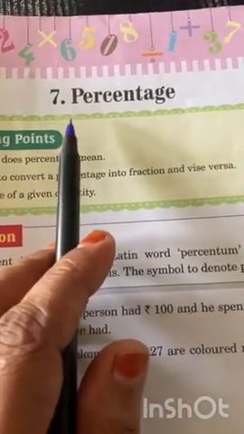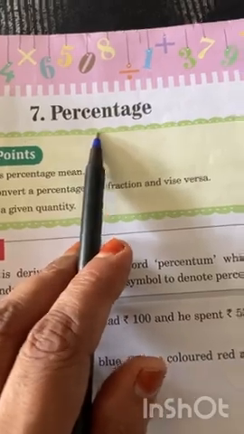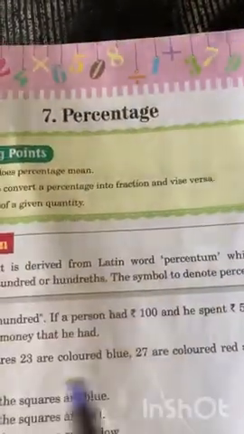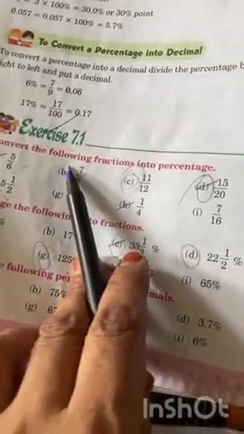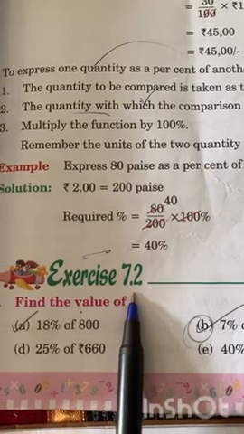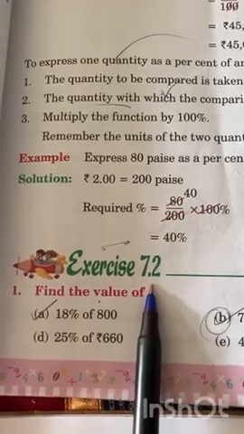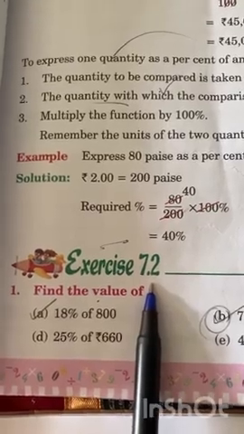Hello students, we are in chapter number 7, percentage. In the last class of this chapter, we had completed 7.1 and today we will start exercise 7.2. In this chapter, we will find the percentage of a given quantity. So let's begin this chapter.